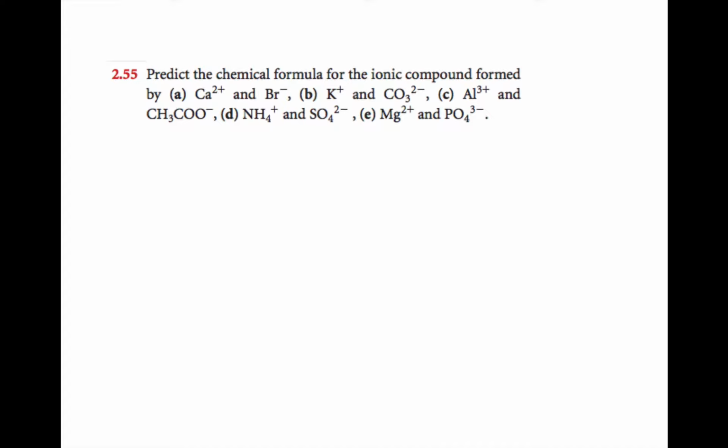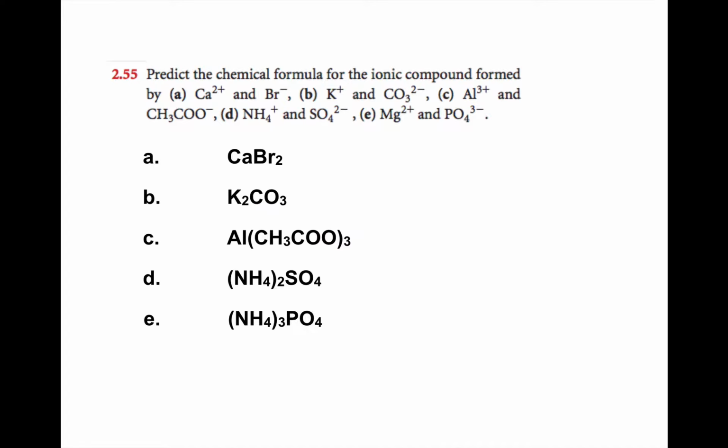So if I've got calcium and bromide in a compound, it's going to be 2 negative 1 bromides to every 1 positive 2 calcium. If I've got potassium ions with a plus 1 charge and carbonate ions with a negative 2 charge, it's going to be 2 potassium pluses to every carbonate, and so on.